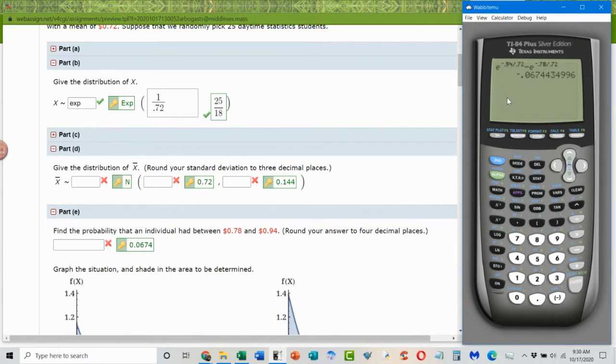Oops, I mixed them around. Sorry. I had A minus B. I have them in the wrong order.